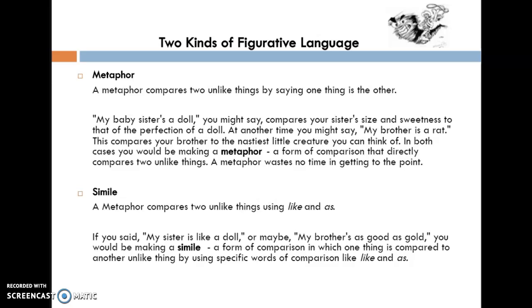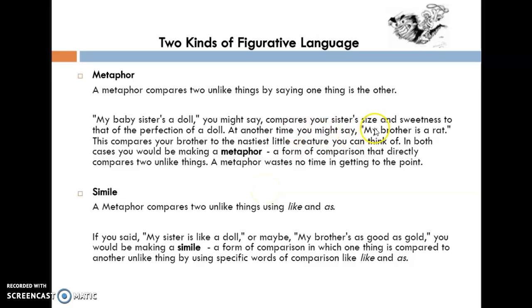Two kinds of figurative language that we are going to focus on this slide are metaphor and simile. So a metaphor is comparing two unlike things by saying one thing is the other. For example, my sister's a baby doll. So my sister is a baby doll, you might say, compares your sister's size and sweetness to that of the perfection of a doll.